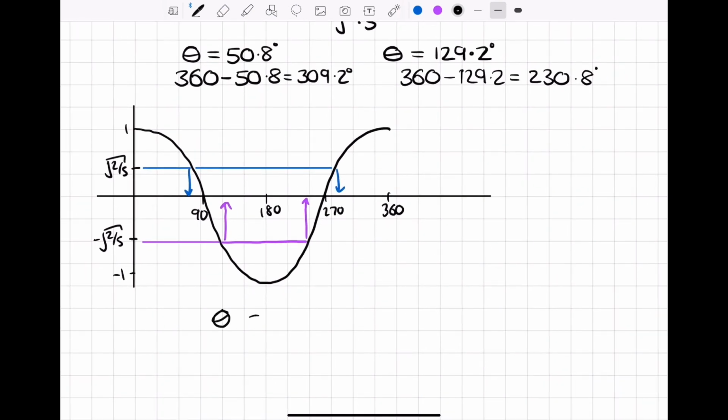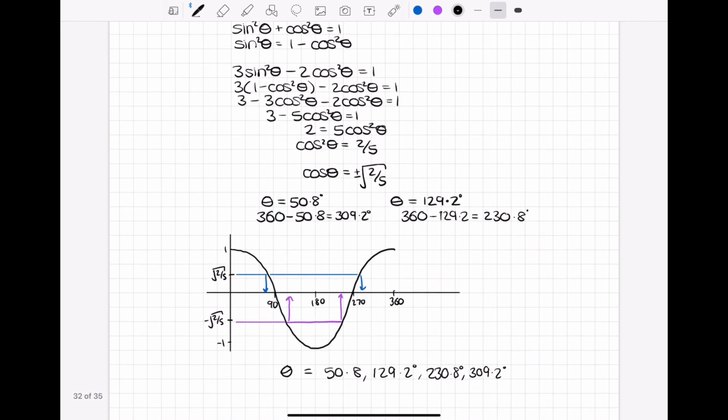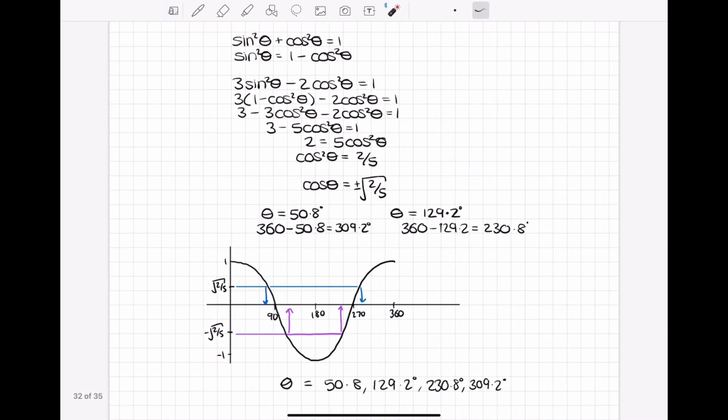So our 4 solutions for theta are 50.8, 129.2, 230.8, and 309.2. So if you want to pause this video here, go through that again, but instead rearrange this initial sine squared plus cos squared equals 1 for cos squared, and see if you can get the equation in terms of sine then, and try and get the same answers again by drawing your sine graph.